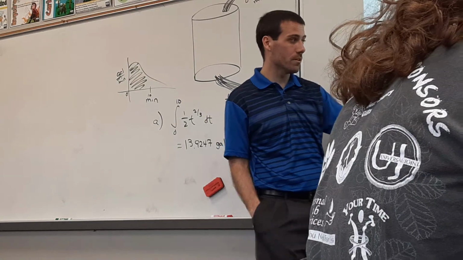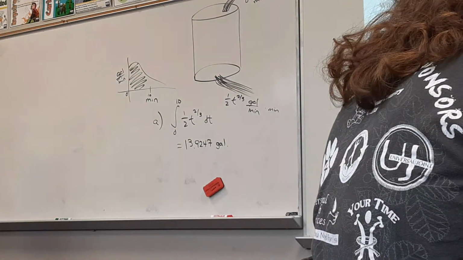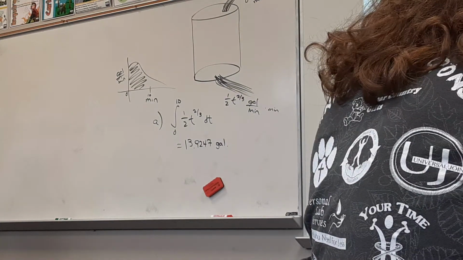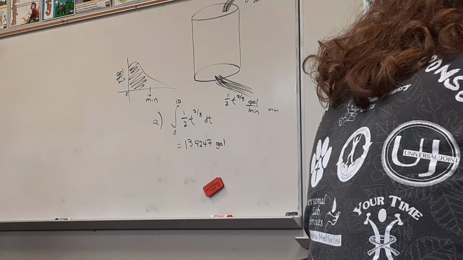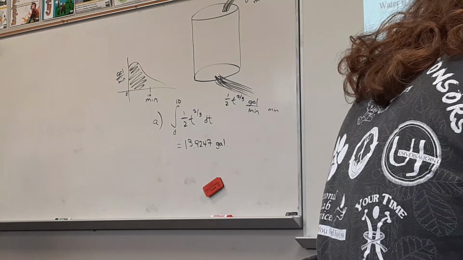All right. For part B, same idea. How many gallons of water are in the tank at time t equals 10? Well, you start with 50, and then you subtract that number, because that's how much is leaking out. And add 8 times 10.